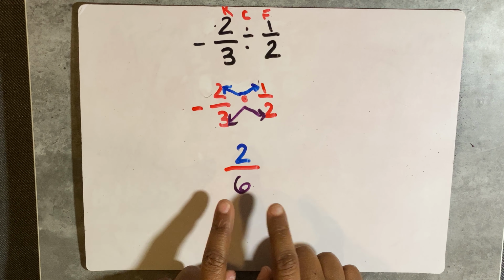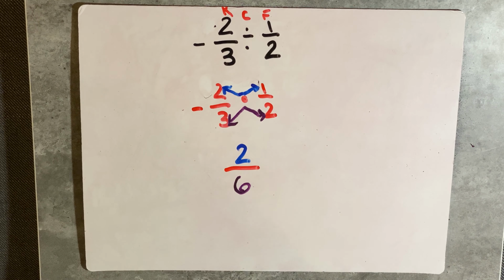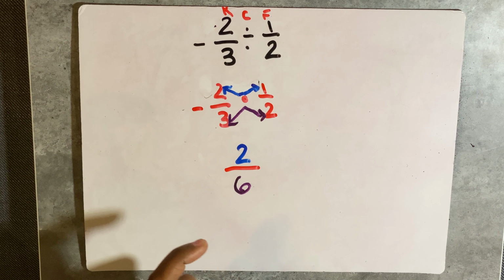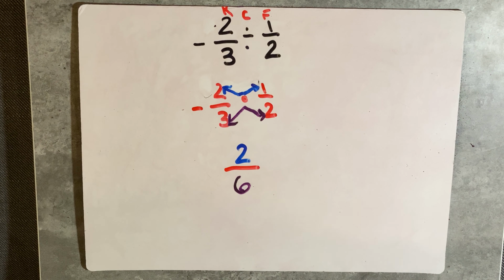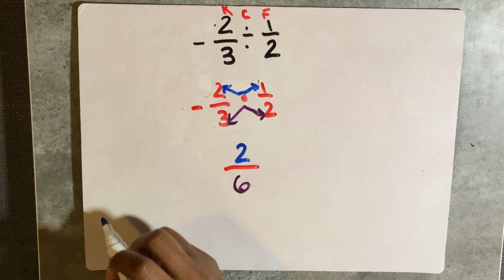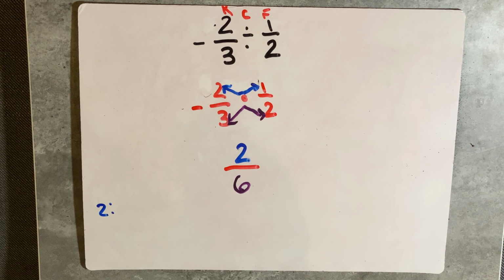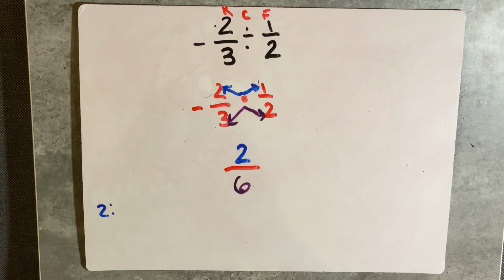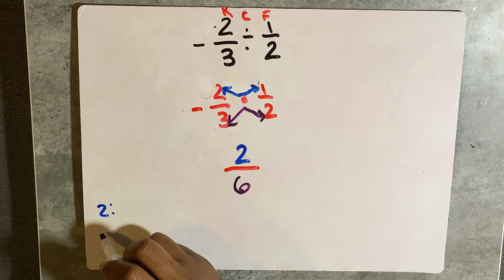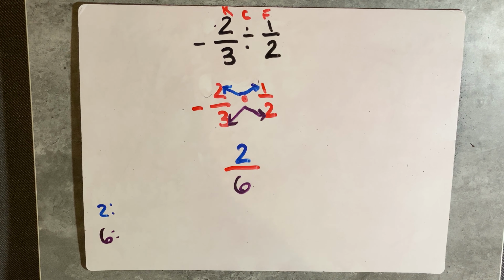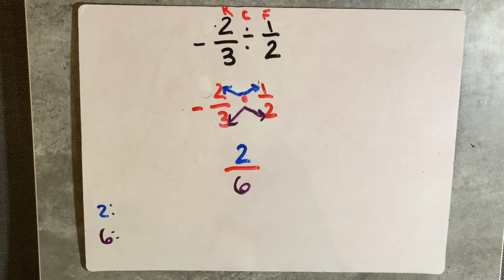Now, when you see two even numbers, that should automatically tell you, wait a minute, stop, hold up. This can be simplified because both numbers are even numbers. You need to look at it and say, I need to go off to the side and determine what numbers multiply to give me 2, and what numbers multiply to give me 6.